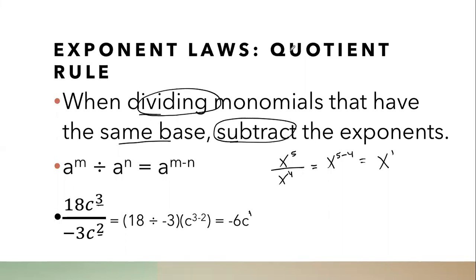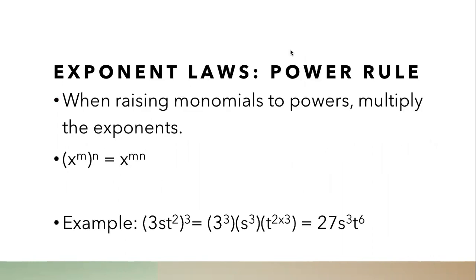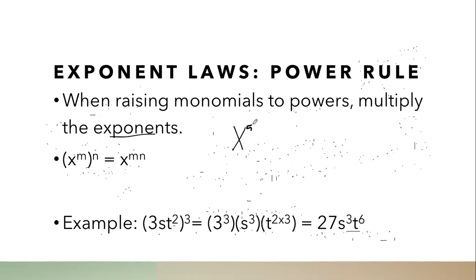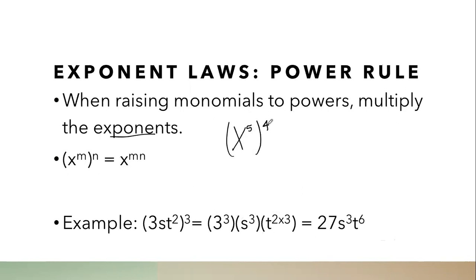All right. Next one is the power rule. When you raise something to a power, you multiply their exponents. So x to the power of 5, all to the power of 4. 5 times 4 would give me 20.